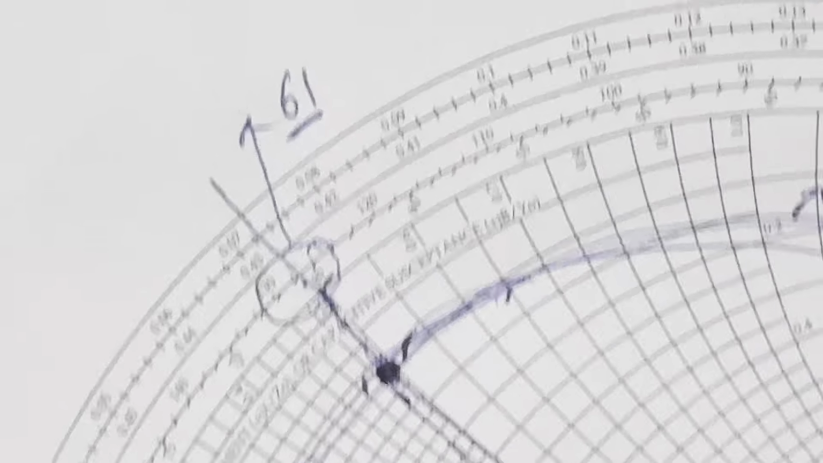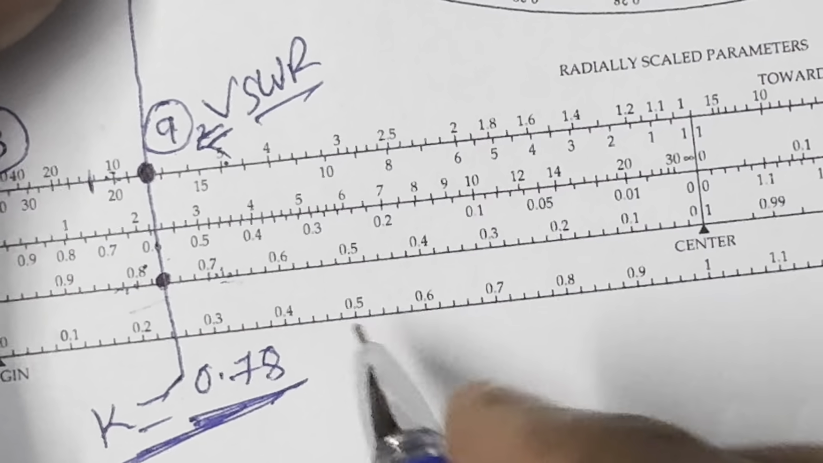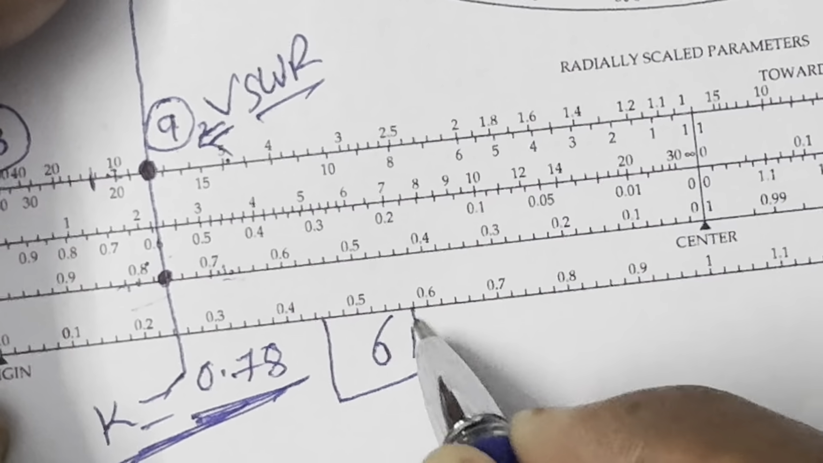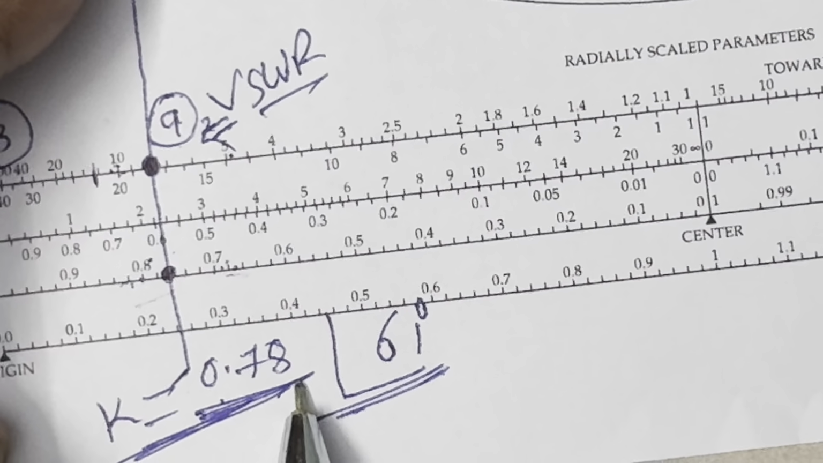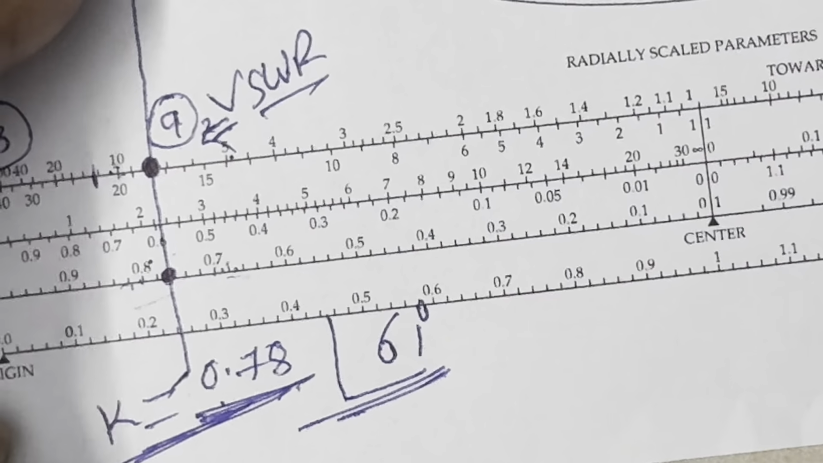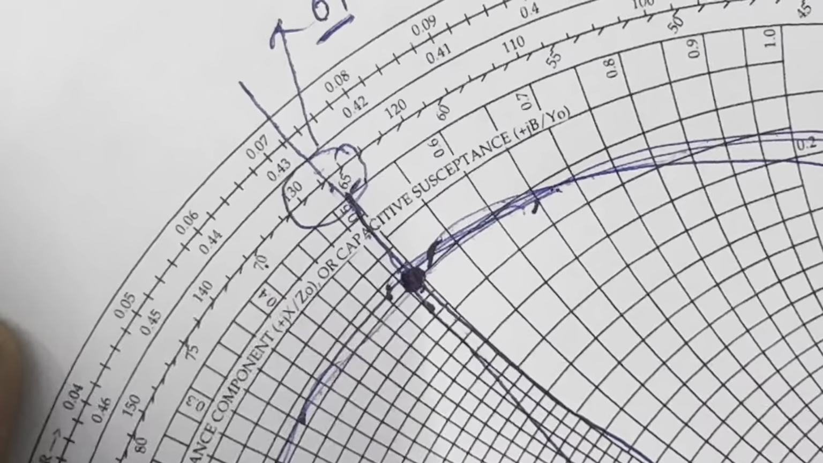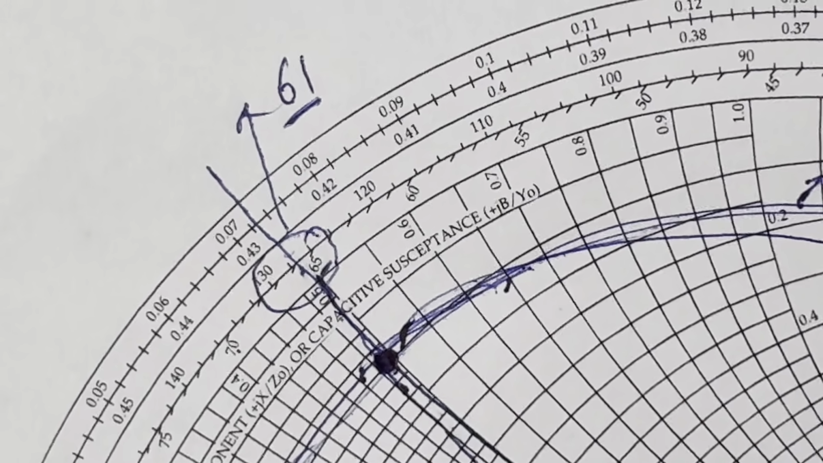Near to 61. So angle of reflection, already we have discussed. The reflection coefficient K value is here and angle is 61 degrees. K equal to 0.78 at an angle of 61 degrees. Like this, we have to calculate all these values. It is one of the examples.